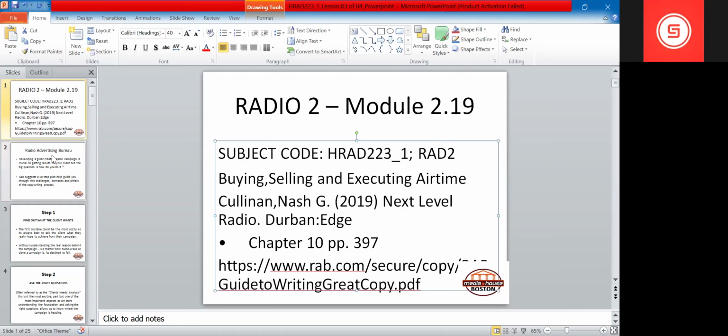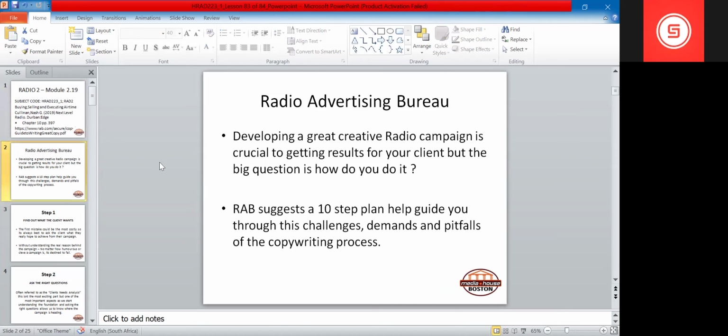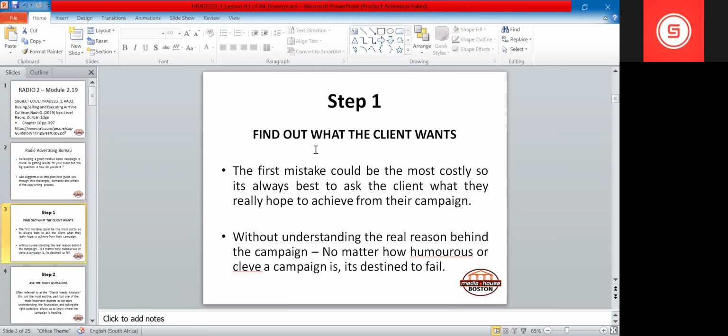But okay, so let's have a quick look. The Advertising Bureau is where we begin. Developing great creative radio campaigns is obviously crucial to getting results for your client. But the question is, how do we do it? To revisit these 10 steps as we close for the year, we're going to go to step one, but we've worded it differently within this particular lesson, so maybe it can give you a different train of thought. As you go along, try to think of how you can apply and answer some of these questions that are stated throughout the lesson.